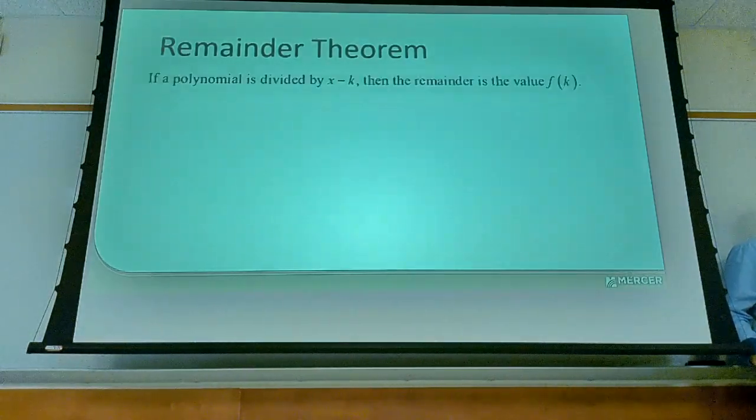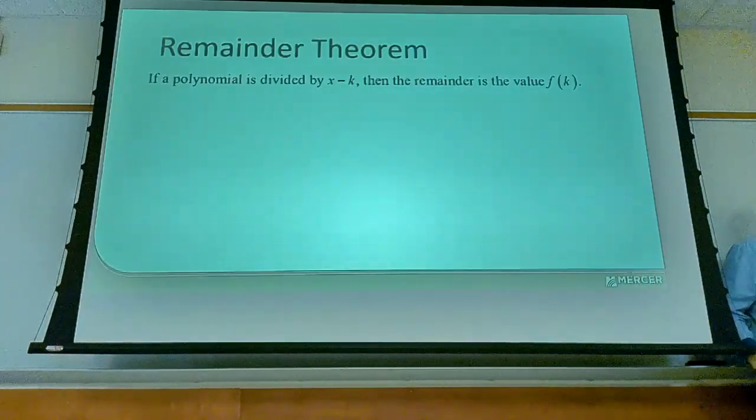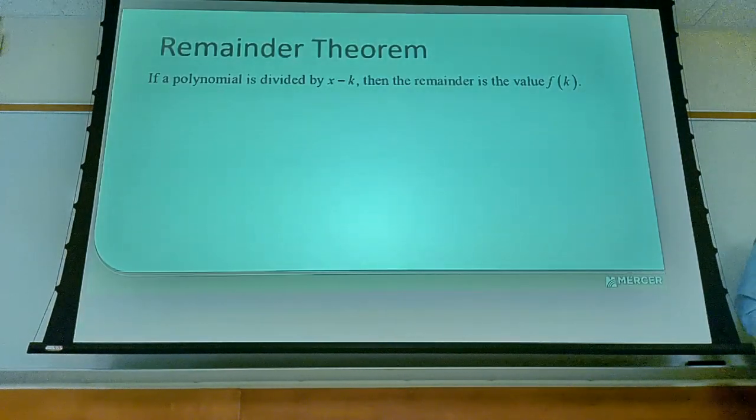Remainder theorem. If you divide a polynomial by x minus k, its remainder is f of k. This allows us to quickly check whether a real number is a zero or not, simply by dividing it by x minus that number.